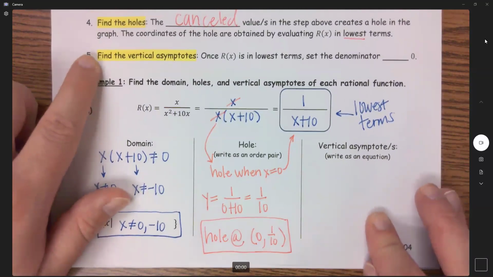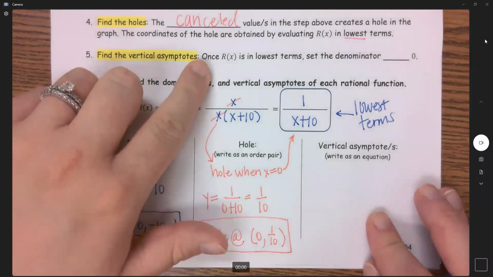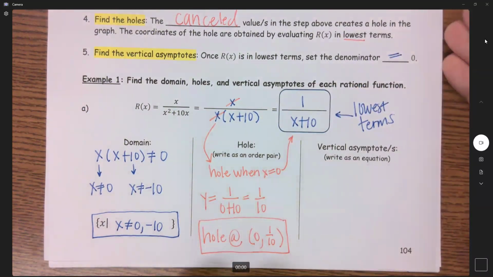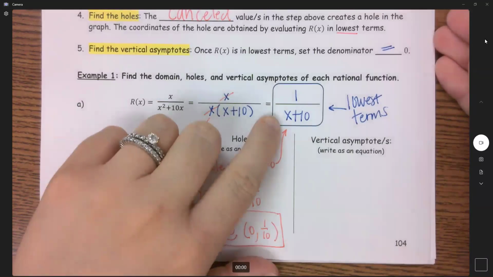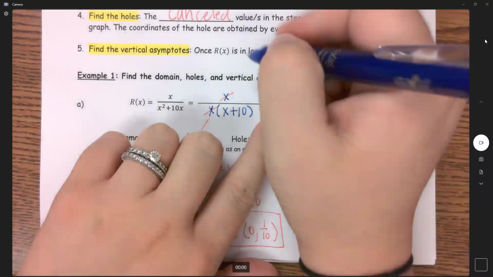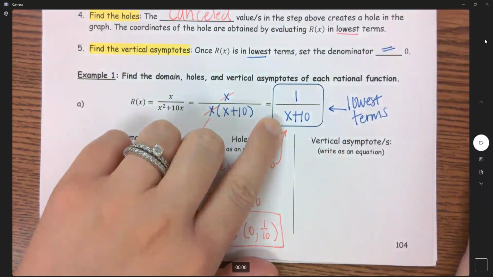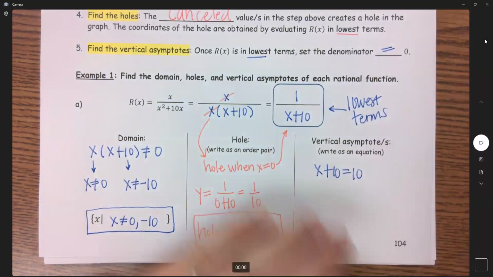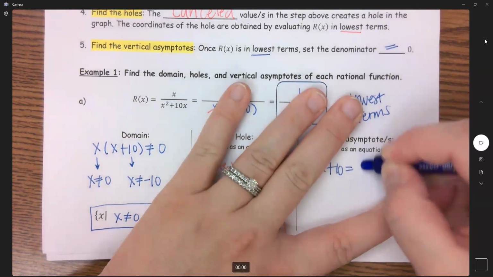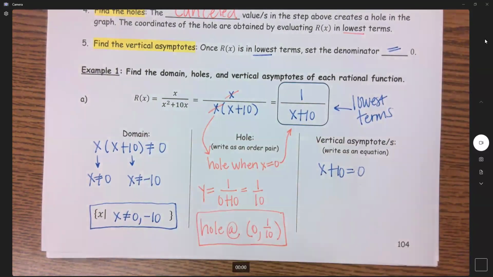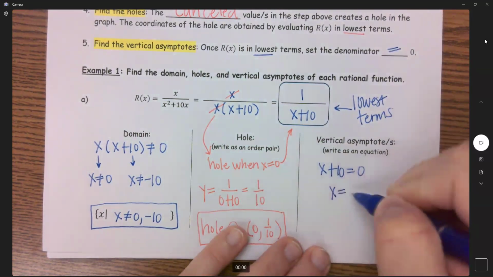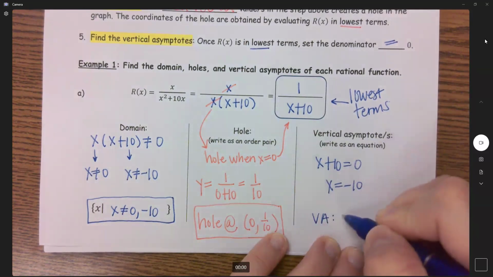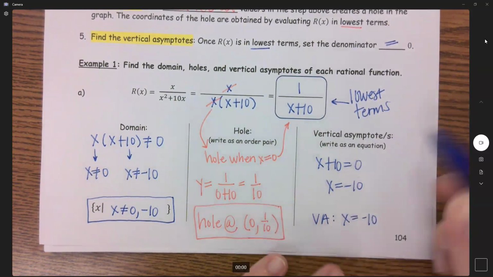Right, and then lastly, we're going to find vertical asymptotes. Once r of x is in lowest terms, now set the denominator to equal 0. So I'm going to take the denominator once it's in, again, lowest terms. We have x plus 10 equals 0. Subtract that over and we get x equals -10. So my vertical asymptote is at x equals -10.